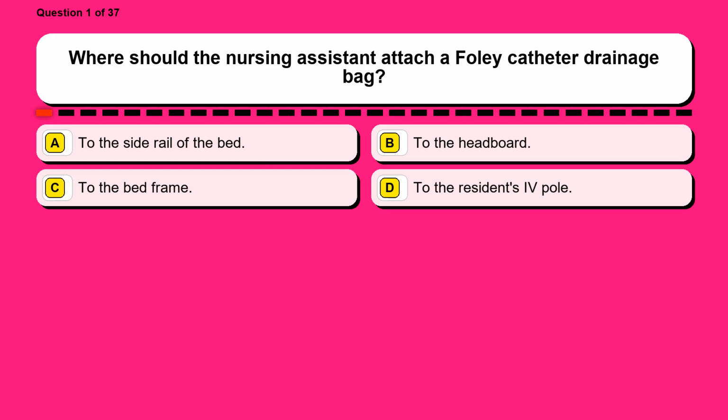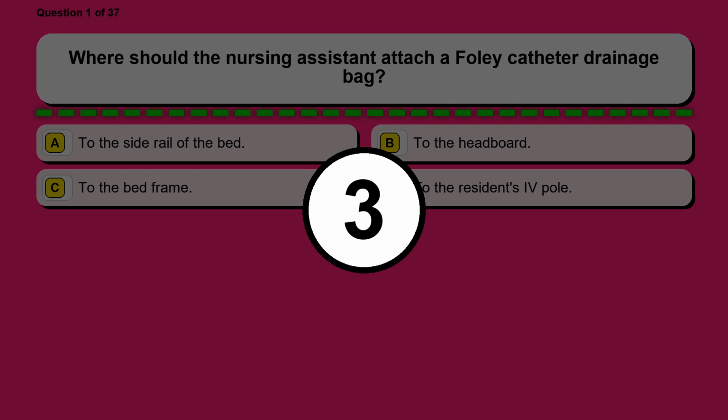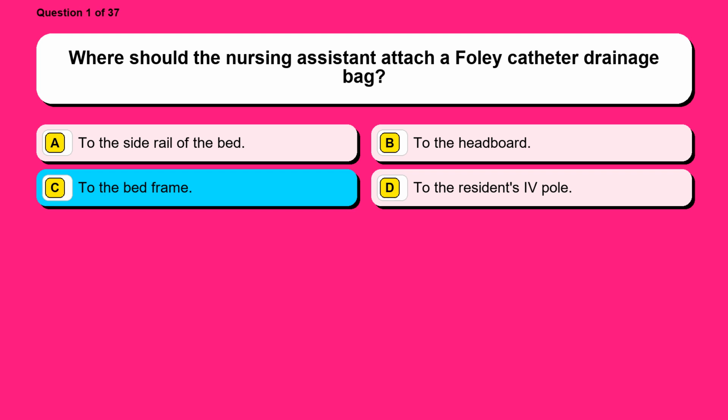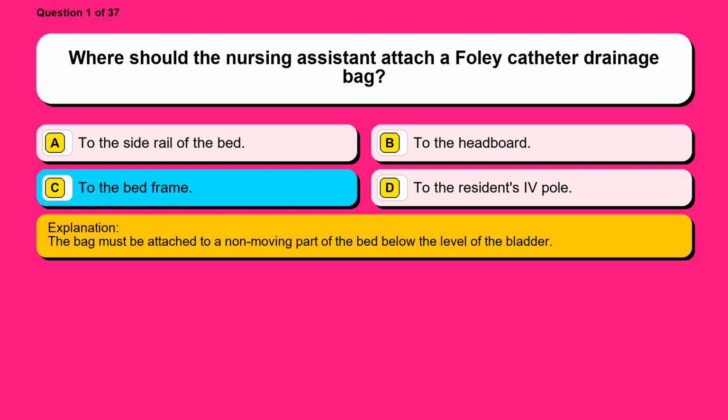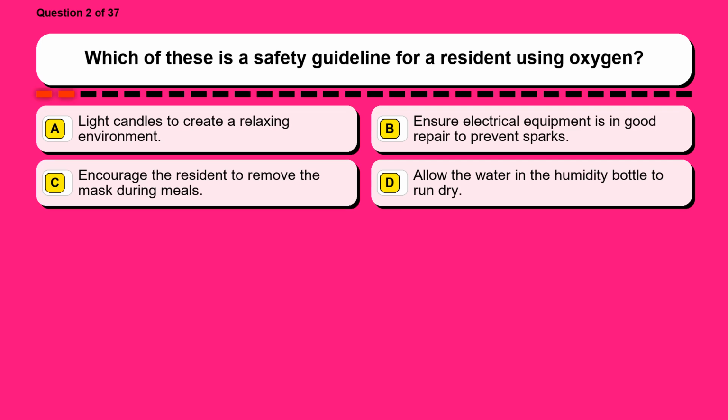Question 1. Where should the nursing assistant attach a Foley catheter drainage bag? Option A. To the side rail of the bed. Option B. To the headboard. Option C. To the bed frame. Option D. To the resident's four-pole. The correct answer is option C. To the bed frame. The bag must be attached to a non-moving part of the bed below the level of the bladder.